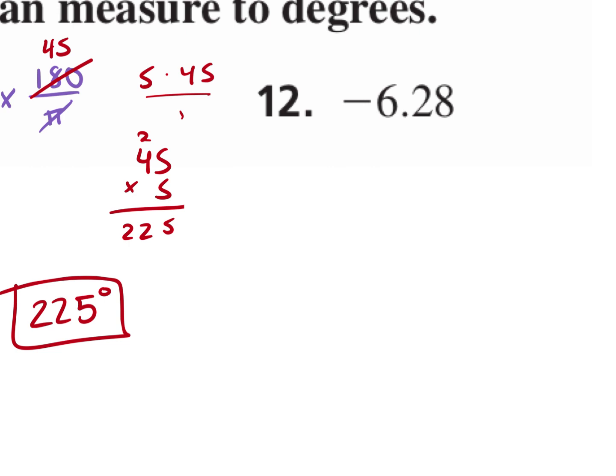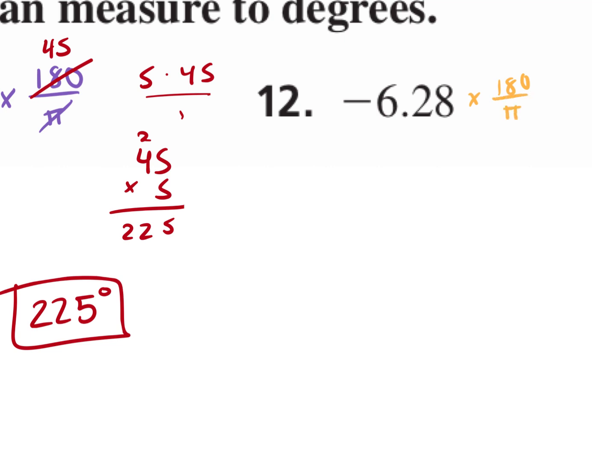Is 12 in degrees or radians? Radians, because it doesn't have a degree symbol. It looks a little different because it doesn't have a pi in it, but it is in radians. So what would I do to change it to degrees? Multiply by 180 over pi.